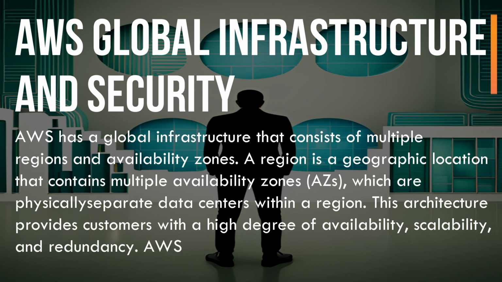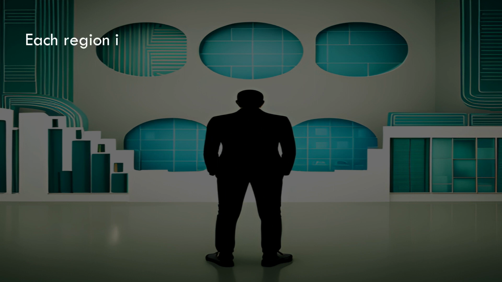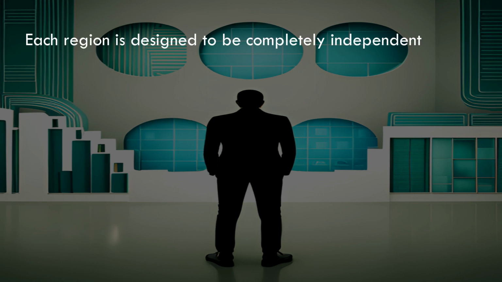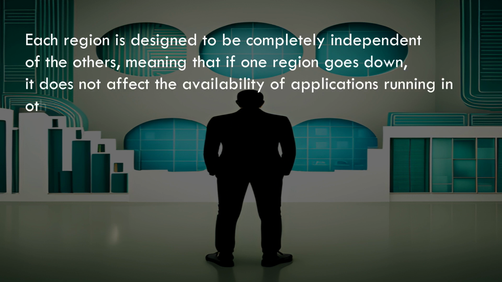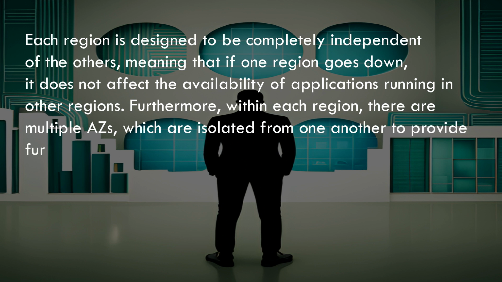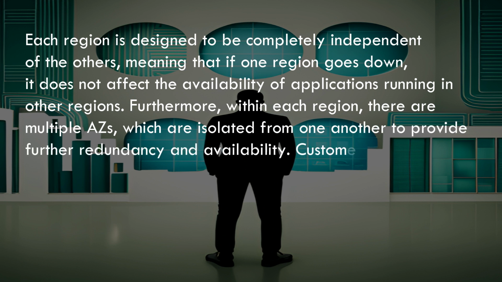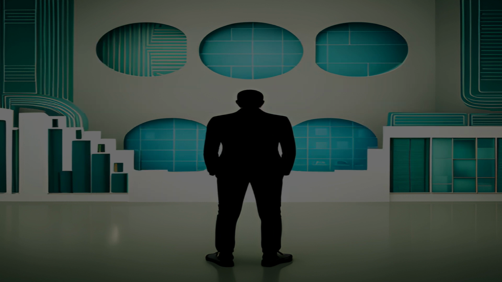AWS currently has 25 regions and 80+ AZs globally. Each region is designed to be completely independent of the others, meaning that if one region goes down, it does not affect the availability of applications running in other regions. Furthermore, within each region, there are multiple AZs, which are isolated from one another to provide further redundancy and availability. Customers can choose to replicate their applications and data across multiple AZs to ensure high availability and disaster recovery.